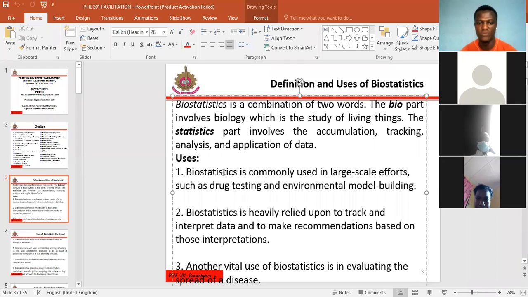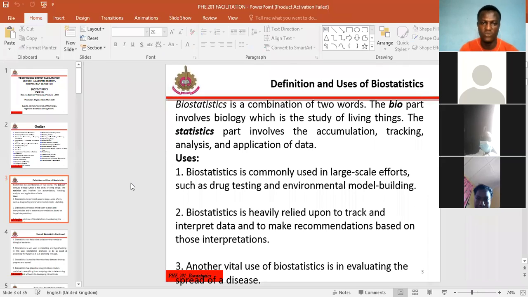And this will lead us to the uses of biostatistics. Just as we have on the slide here, you can see that biostatistics is commonly used in large-scale efforts, and these range from drug testing to environmental modeling. It can also be used in the vital task of evaluating the spread of various diseases that might erupt. Also, it is heavily relied upon to track and interpret data and to make recommendations based on those interpretations.